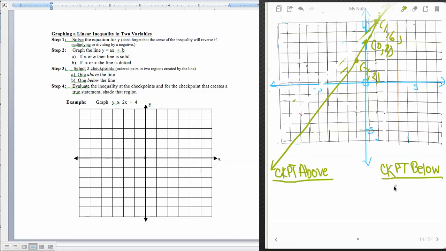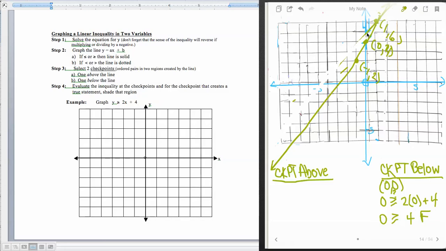So the origin is always a good point to choose, and I'm going to choose that for my region below because the origin is below this line. So this says y, which is 0, is that greater than or equal to, now what I'm doing is checking a solution, right, 2 times 0 plus 4? So I see 0, is that greater than or equal to 4? And of course this is a false statement.